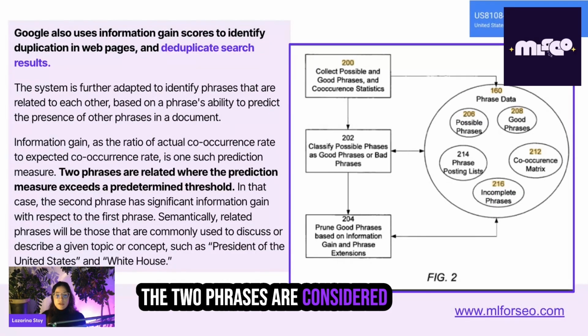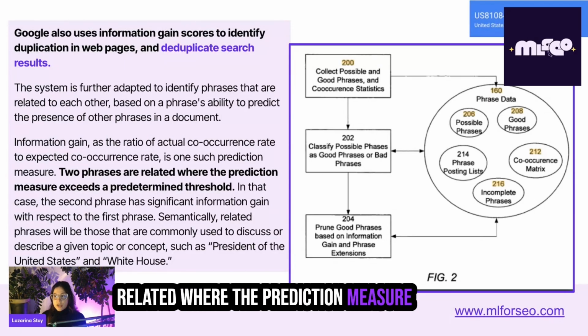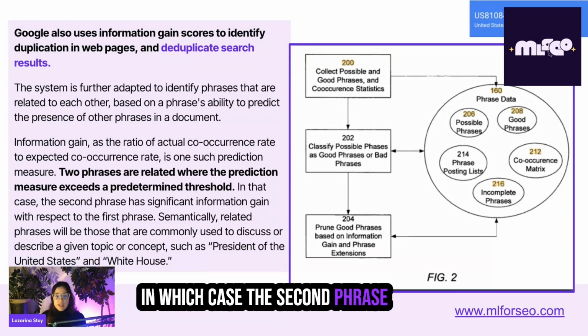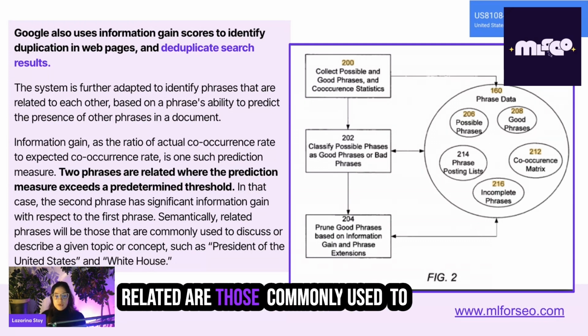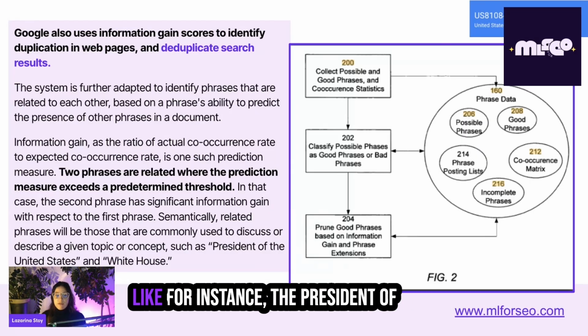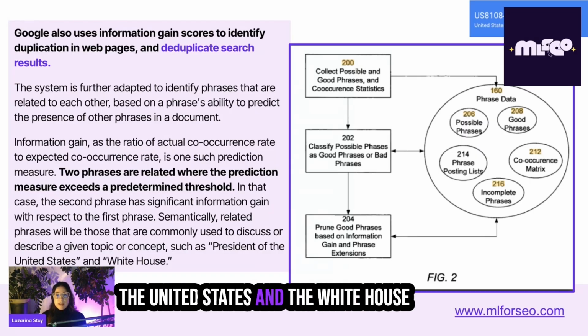Two phrases are considered related where the prediction measure exceeds the predetermined threshold, in which case the second phrase has significant information gain with respect to the first phrase. Phrases that are semantically related are those commonly used to describe a certain topic or a concept. Like, for instance, the President of the United States and the White House are frequently co-occurring phrases.